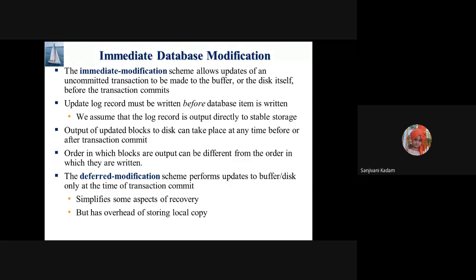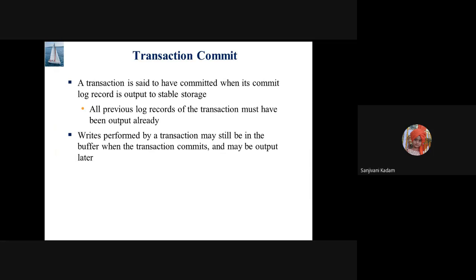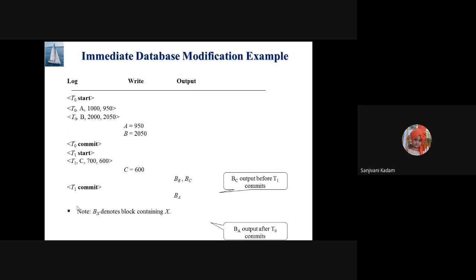But it has the overhead that it should keep a local copy. Now, a transaction is said to be committed when its commit log record is output to stable storage. So whenever this is available in the stable storage, then only we can say that the transaction is committed. Previous log records of the transaction must have been output already. Writes performed by a transaction may still be in the buffer when the transaction commits, and may be output later to the disk. So this was an example of immediate database modification.